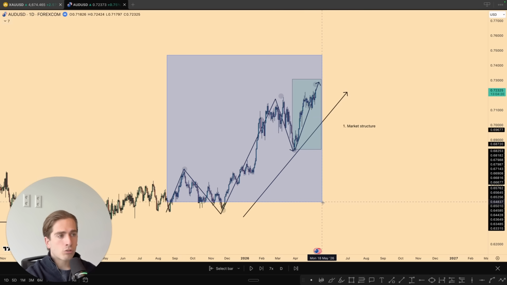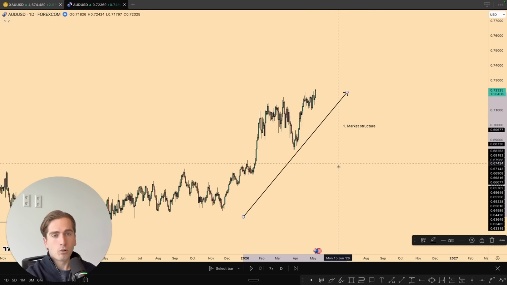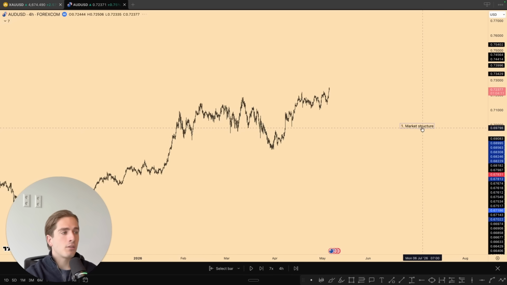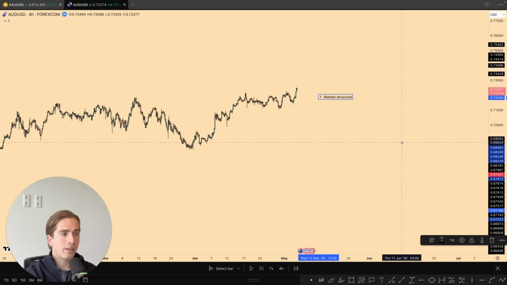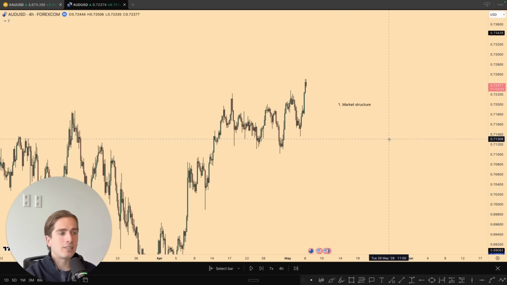So from a market structure perspective, the overall bias here on AUD/USD is super clear, and we're focused purely on longs. Now, that's pretty much the only thing that I really do on the higher time frame. Understand what the overall market structure is, because what we're going to be doing is focusing on the 4-hour time frame to actually take the overall setup.